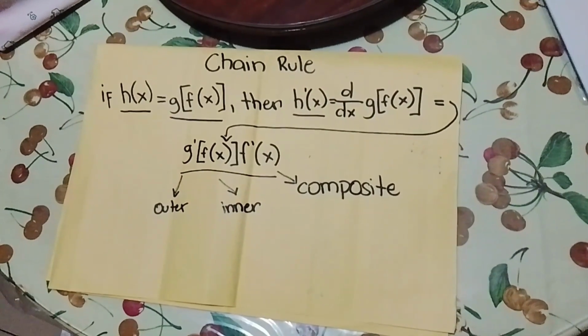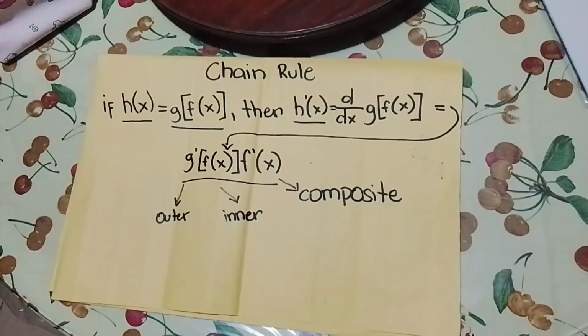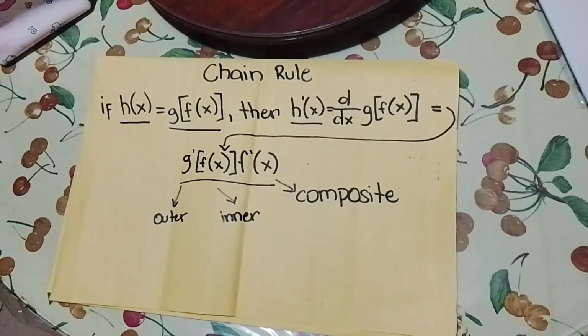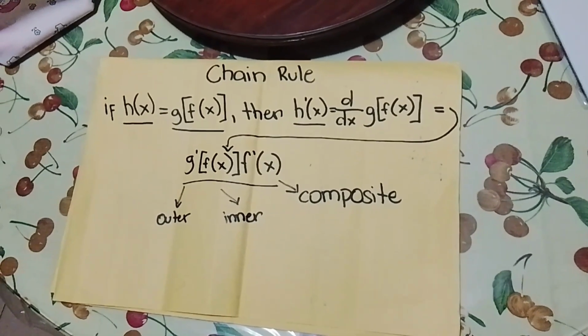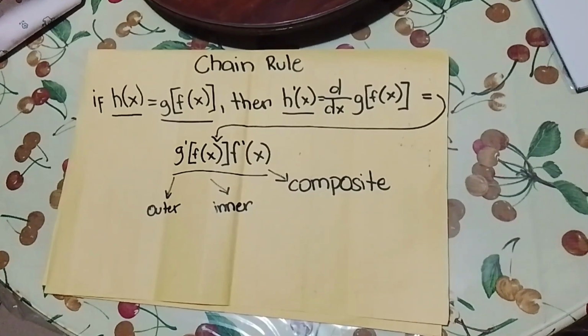Hi everyone, my name is Jania Cyrene P. Trinado, and I am here today to discuss what the chain rule is. So what is the chain rule? In calculus, the chain rule is a formula that expresses the derivative of the composition of two differentiable functions, which are f and g.